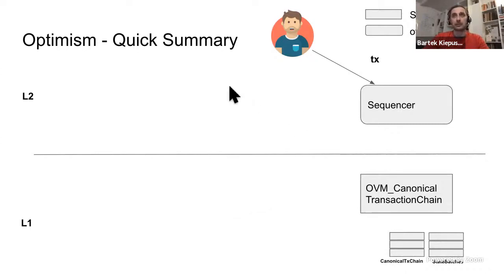a transaction to L2. There's the sequencer, which is like a mining node on L2. When the end user submits a transaction on L2, it gets bundled with a lot of other transactions, and the whole bundle is actually included in L1. It's sent simply to a smart contract on L1, which is called the OVM, the Optimistic Virtual Machine, Canonical Transaction Chain. And you can see here in yellow that this transaction information is actually stored on L1.